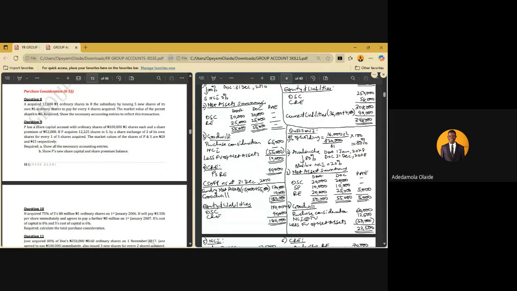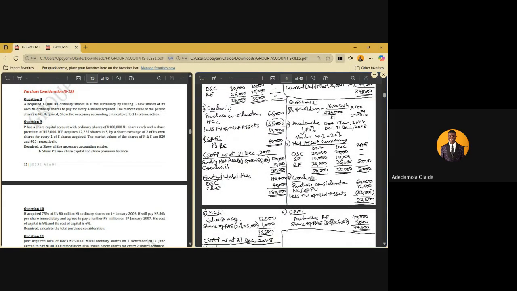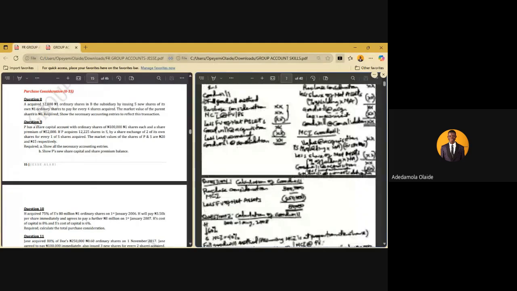However, to calculate goodwill, we need three parameters, which are purchase consideration, the NCI value, and the fair value of the net assets. We have explained that to calculate fair value of net assets, that's why we do the net asset summary, which shows us the fair value of the net assets on the date of acquisition. We'll still come back to that as a subtopic where we'll look at fair value adjustment. However, the first one, purchase consideration, is what we want to look at today.